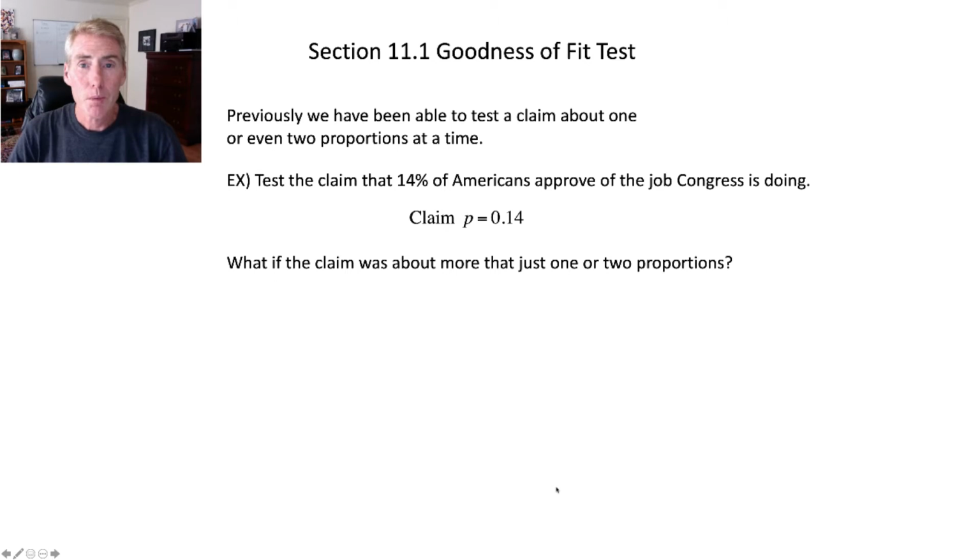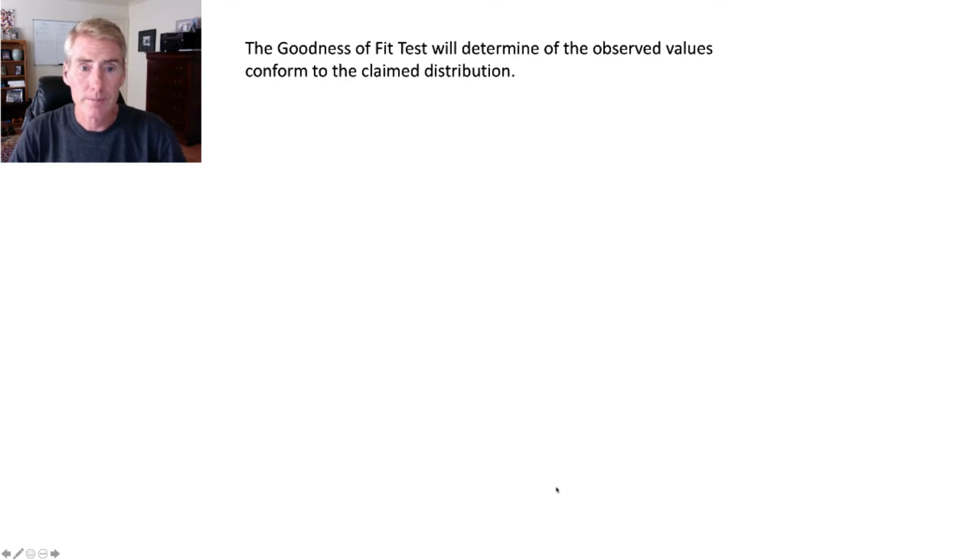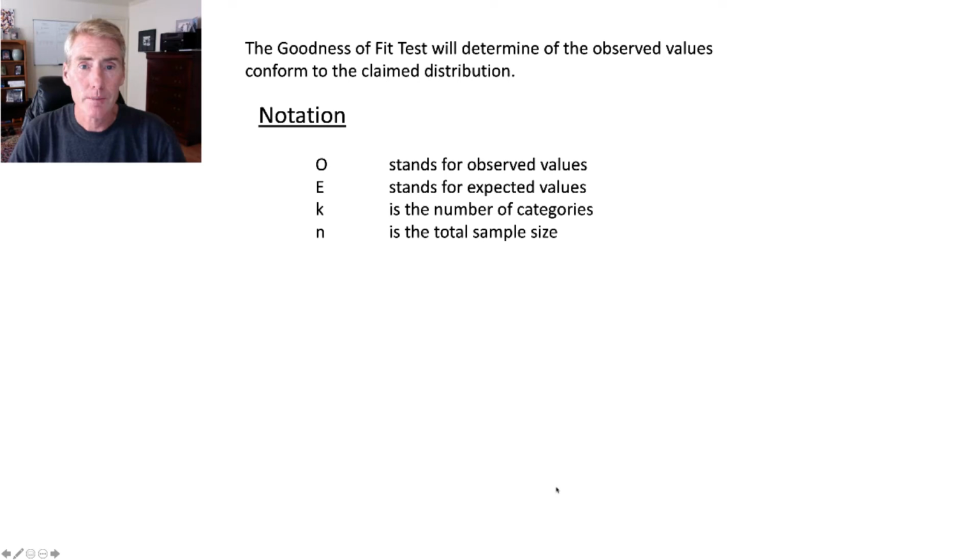But what if it was more than one or two proportions? So for example, the students at Hartnell College. Somebody says 62% are Latino, 24% are Caucasian, 5% are African American. So then we've got three claims. P1 equals 0.62, P2 is 0.24, P3 is 0.05. So how can we do that all at once rather than having to do three hypothesis tests? Well, that's what the goodness of fit test does.